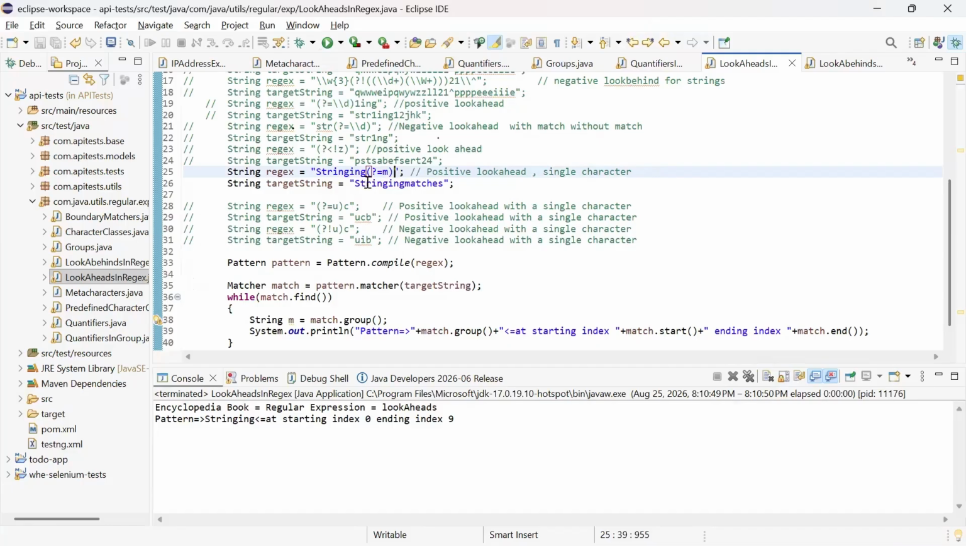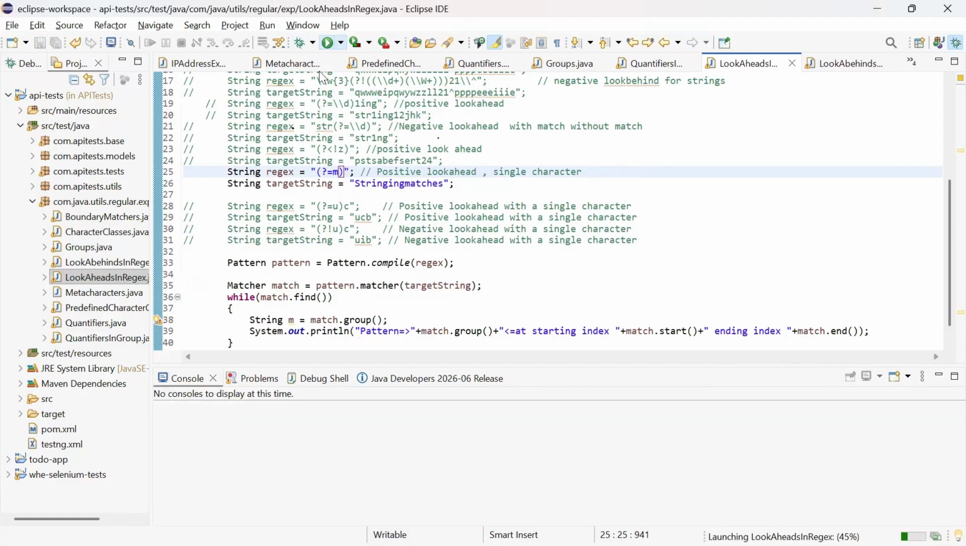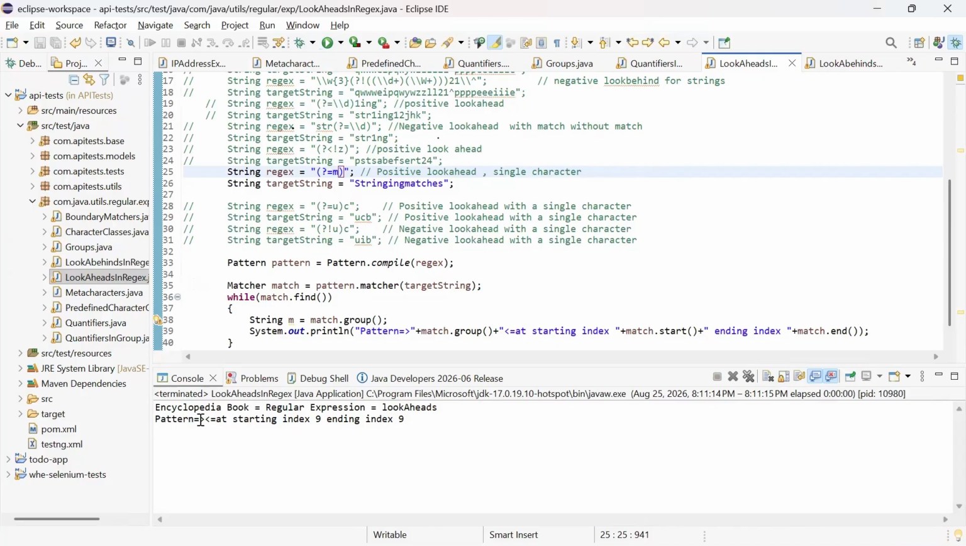Now let's check another expression. I have only the expression here. See, it has given nothing, because it has only evaluated this situation to true. After this, we have a zero length match, which means there is nothing. So it has given you this length, and it's saying index 9.